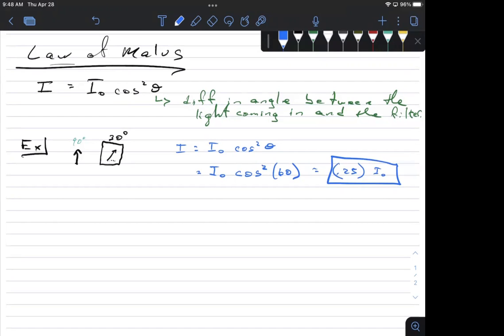Light is starting, trying to make it through some filters. In this case, we have one filter. We want to know how much light will pass through, so we do cosine squared of theta, where theta is the difference between the starting light, in this case, and the filter. So 90 minus 30 is 60. Cosine squared of 60 is 0.25. So the intensity of light that makes it through is 25% or 0.25 times the initial intensity. So most of the light is blocked. Only some of it makes it through. Only a quarter of the light makes it through in this case. The rest is blocked by the filter.